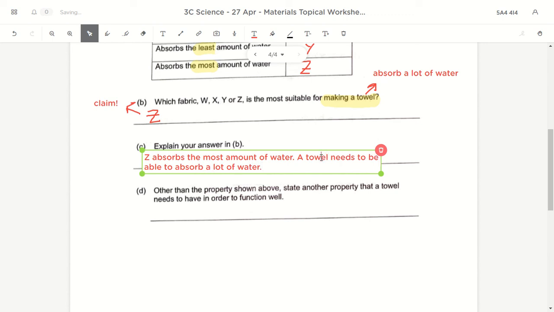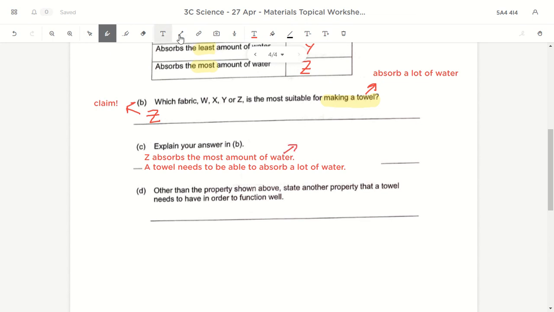Okay, let's break it up so that you can see the structure here. Okay, so explain your answer. Z absorbs the most water. This is the evidence. Okay, this one you can see from the diagram. And what's the reasoning over here? You realize that a towel needs to absorb a lot of water. So you cannot just tell me about the evidence, you also tell me why absorbing a lot of water means it's good for a towel, and this is what we call the reasoning.